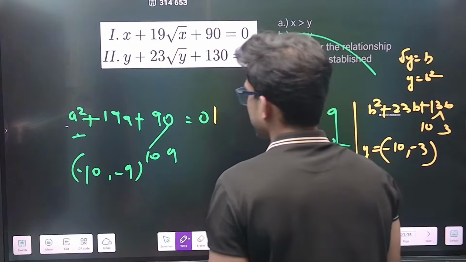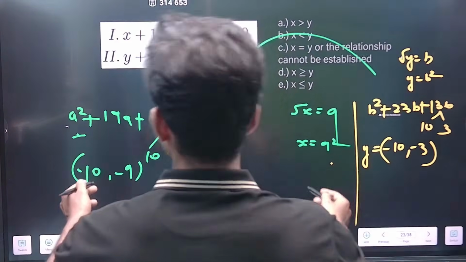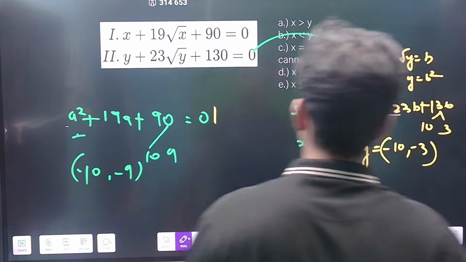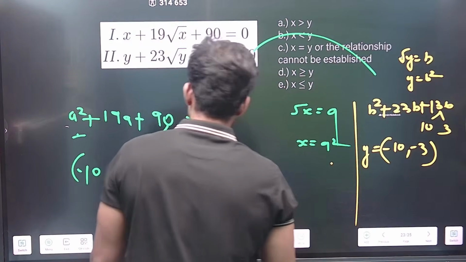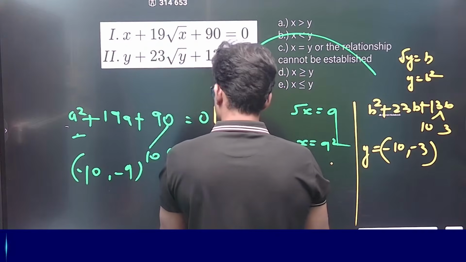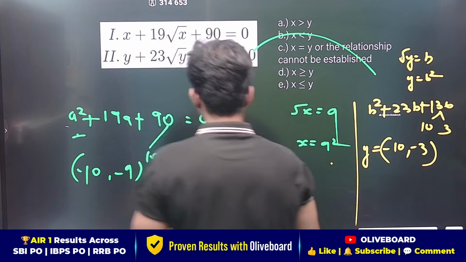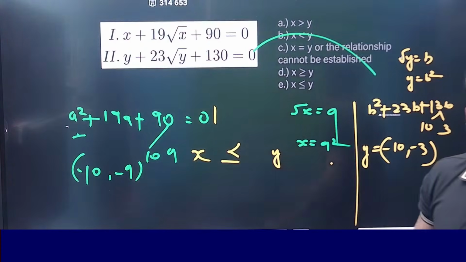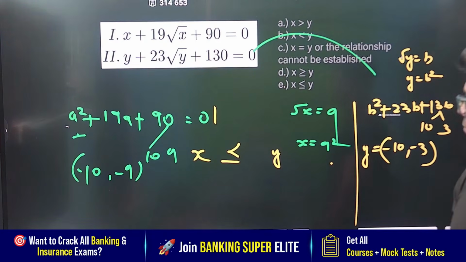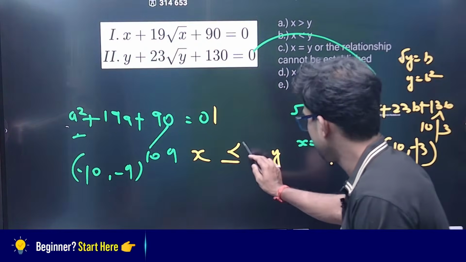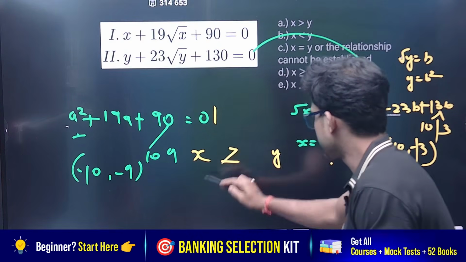Now you can get that you have two numbers. One is minus 10 and minus 9, and one is minus 13 and minus 10. So what we can say here, one is x, one is y. Is it equal to or greater than? True? No. The sign would be this one.